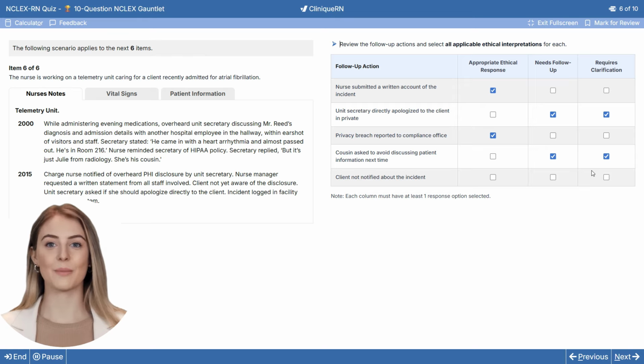Last one, the client was not notified about the incident. Think carefully. What does HIPAA say about that? Correct answer: needs follow-up and requires clarification. Rationale: HIPAA requires that clients be formally notified if their PHI was compromised. If that hasn't happened yet, it's an ongoing compliance gap that must be addressed by the privacy officer.